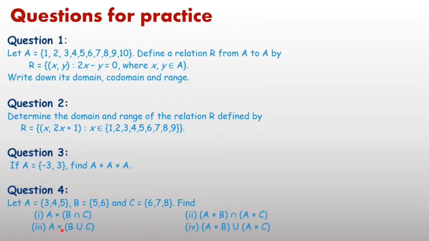Similarly, for A cross (B union C), find out B union C. Then A cross (B union C) means the Cartesian product of A and B union C. Here again, you have to find A cross B and A cross C. Then you have to write the union of both A cross B and A cross C.